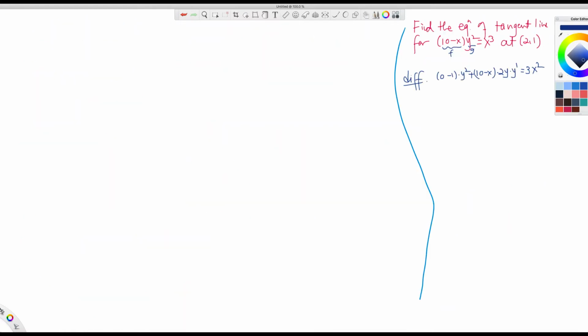Okay, so you see that? So it is f times g, right? The derivative of f times g is f prime times g plus f times g prime. That's what we wrote already.